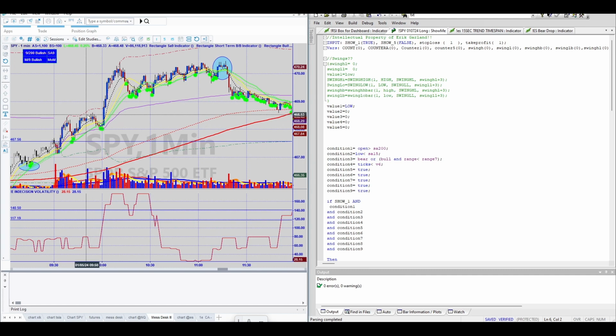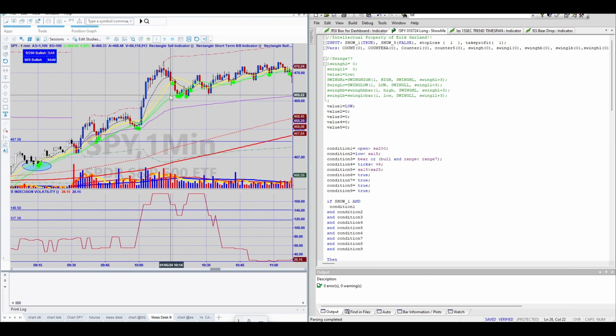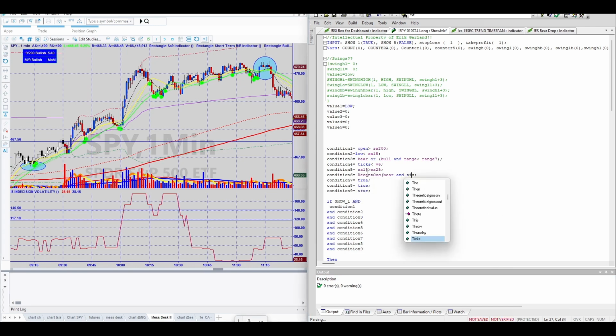All right, just looking at it again, trying to see how we can filter out some more erroneous data points. We want to say that the 15 period moving average is over the 25 period moving average. Again, the 15 is yellow. The green is the 25 period moving average. And then we want to find those long bears.